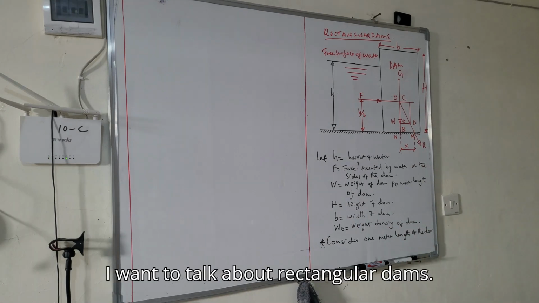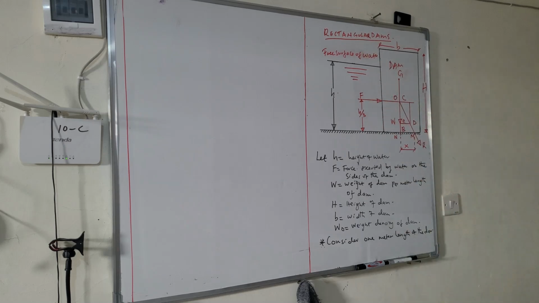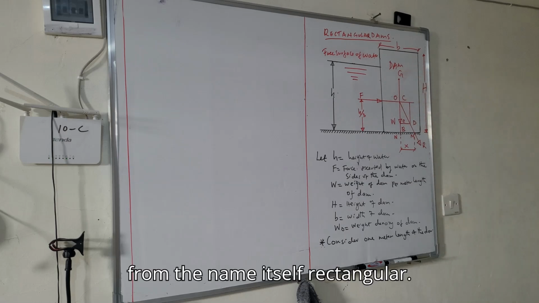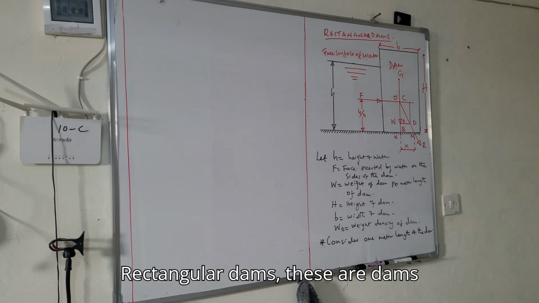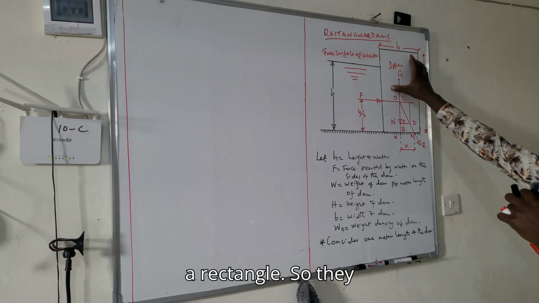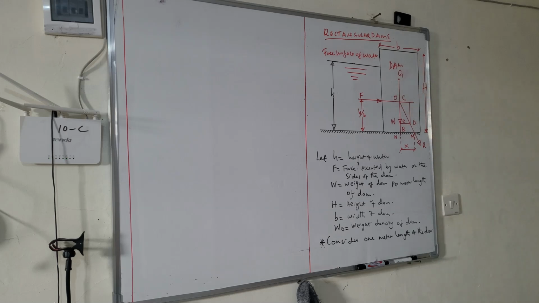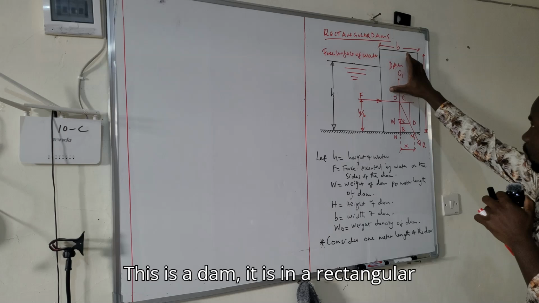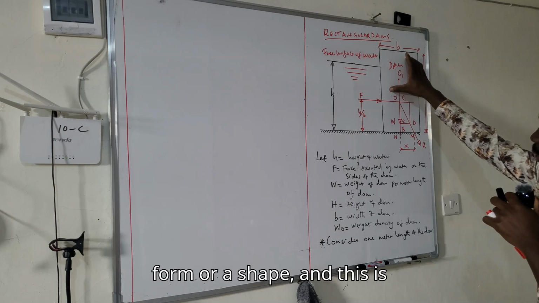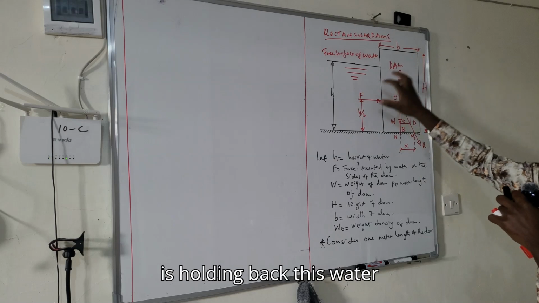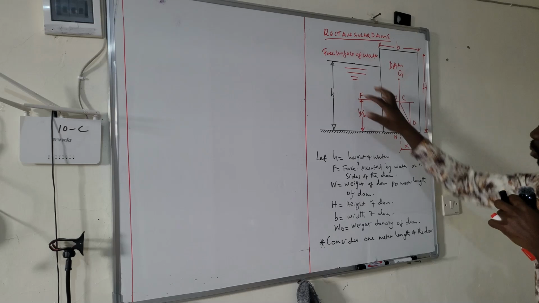I want to talk about rectangular dams. So this is a rectangular dam. From the name itself, rectangular dams are dams which are in the shape or form of a rectangle. So they appear as a rectangle. As you can see in this diagram, this is a dam. It is in a rectangular form or shape, and this is the water body. So this dam is holding back this water body.